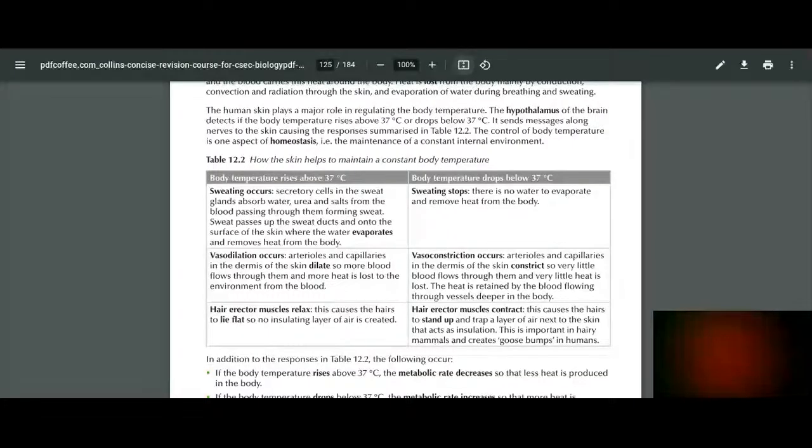But when the temperature drops below 37 degrees, the hair erector muscles contract, which means that the hairs stand up and they trap a layer of air next to the skin to act as insulation. That's why they always say the longer your hair is, the hotter you are, because your hair keeps you warm. That's why people in cold countries always have long hair, or always grow their hair.